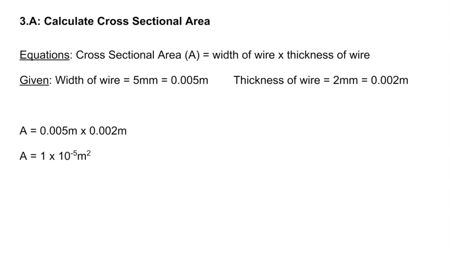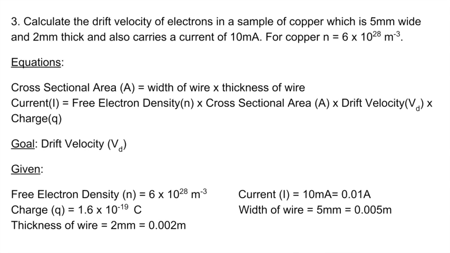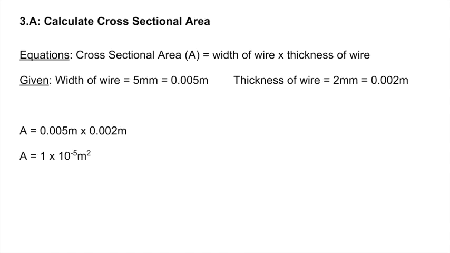All right, so for the first part, you're going to need to find the cross-sectional area, because you can't calculate the drift velocity without the cross-sectional area. Sorry, my bad. So you just have to plug and chug again.